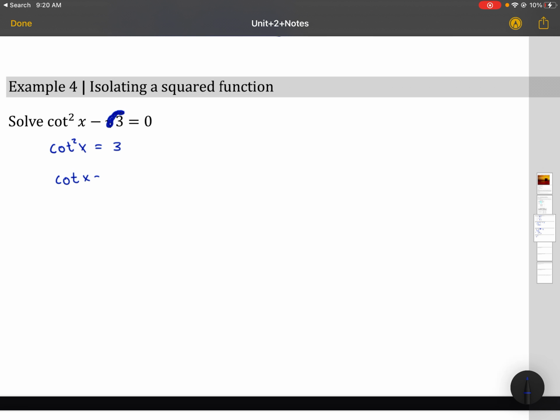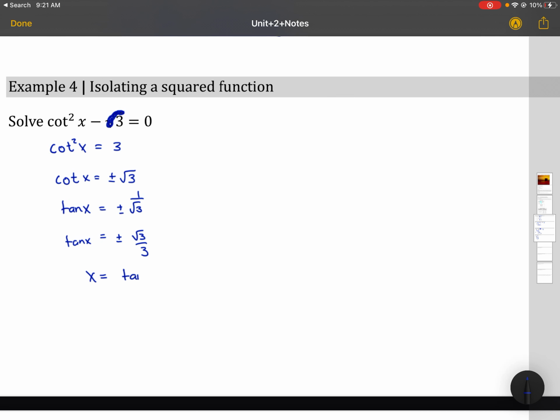And so then we're going to take the square root of both sides. So cotangent x is going to equal positive and negative square root 3. Now, we don't have a cotangent on the calculator, so it's easier to do this in terms of tangent. And so if cotangent equals this, then tangent x is going to equal plus or minus 1 divided by the square root of 3. In a unit circle, we'll know this as plus or minus square root 3 divided by 3. So that's what tangent equals.